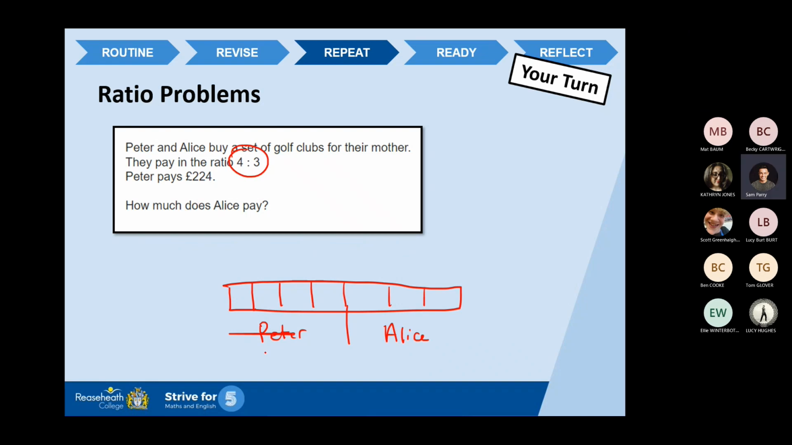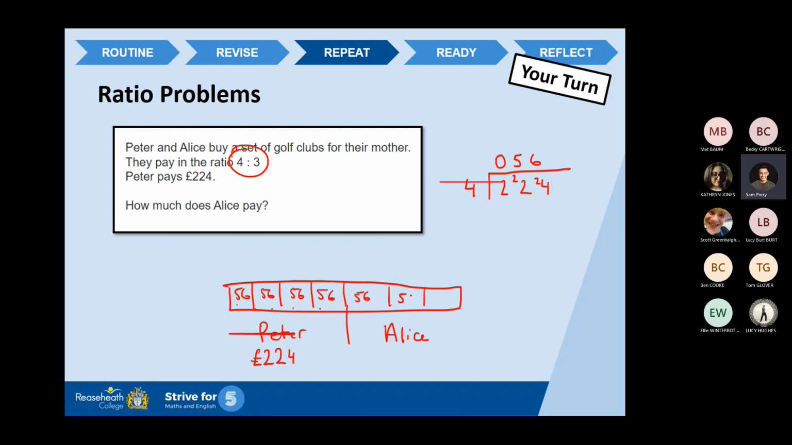Peter pays £224. So there's the £224. 4 boxes. So I'm going to do 224 divided by 4. Now, forgive me for not knowing this instantly. I'm going to do a little bit of bus stop method. 4's into 2, go 0, carry the 2 over. 4's into 22, go 5, remainder 2. 4's into 24, go 6. So £56 in each box.